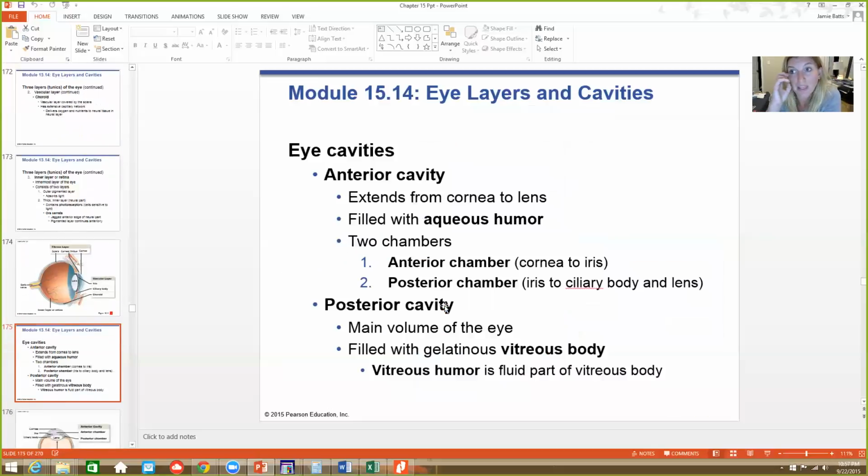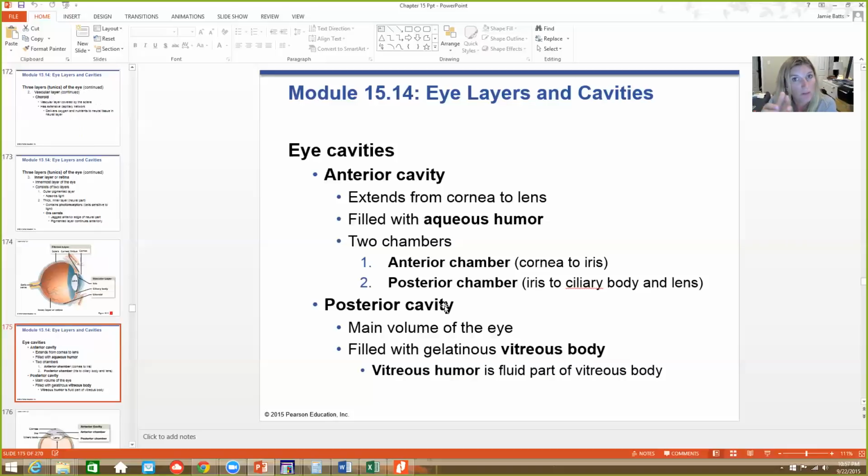So let's talk about the cavities of the eye. The eye has the anterior and posterior cavity. The anterior cavity is divided into the anterior chamber and posterior chamber. So within that anterior cavity, there's even more subdivisions. The anterior cavity is basically from the front of the eye, the cornea, back to the lens. This is filled with an aqueous humor. It's very liquid. It's kind of salty. It's just a little bit more viscous than regular water.